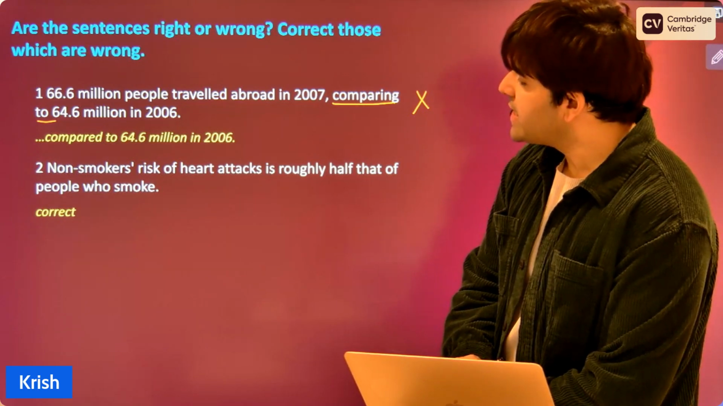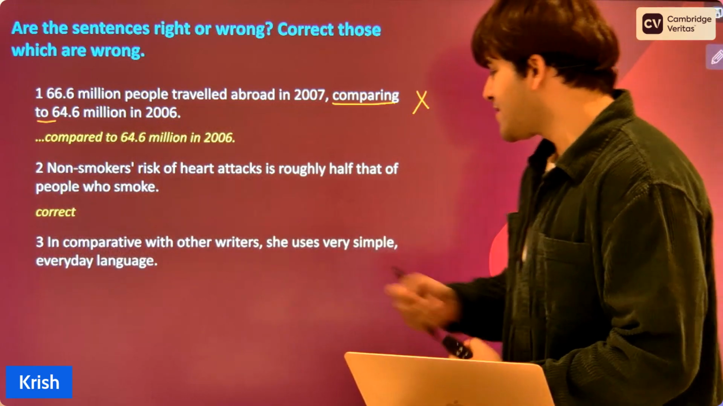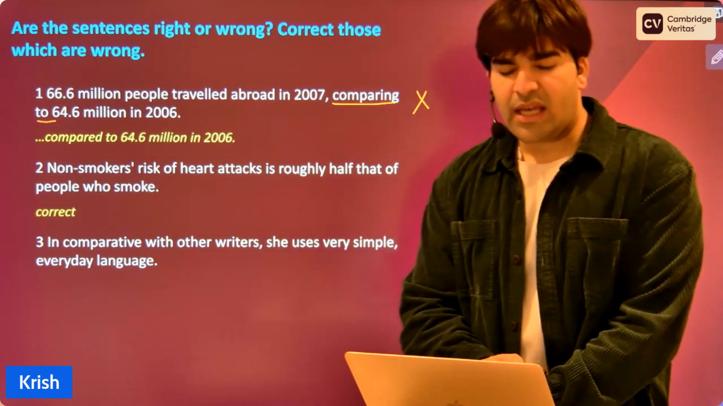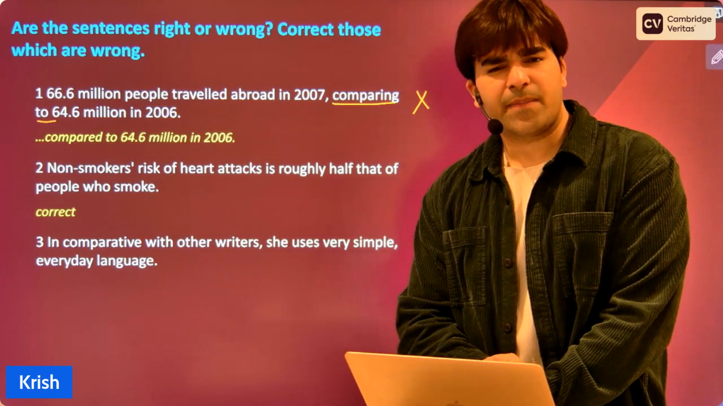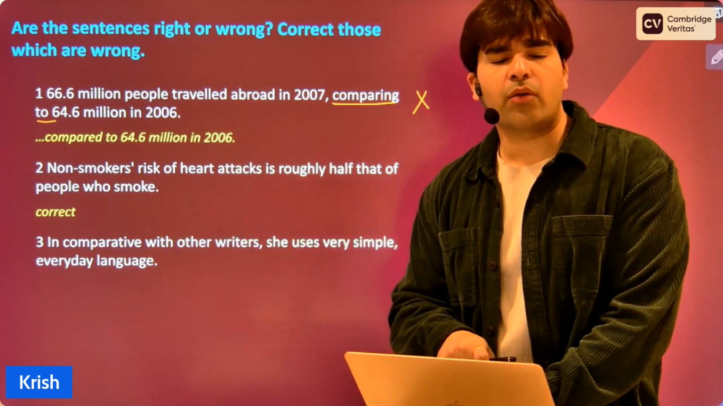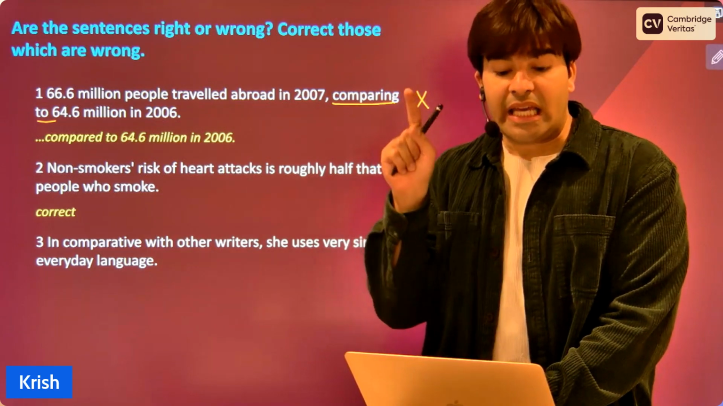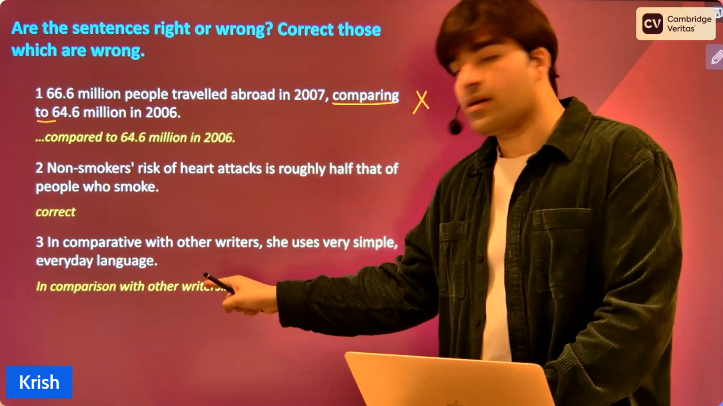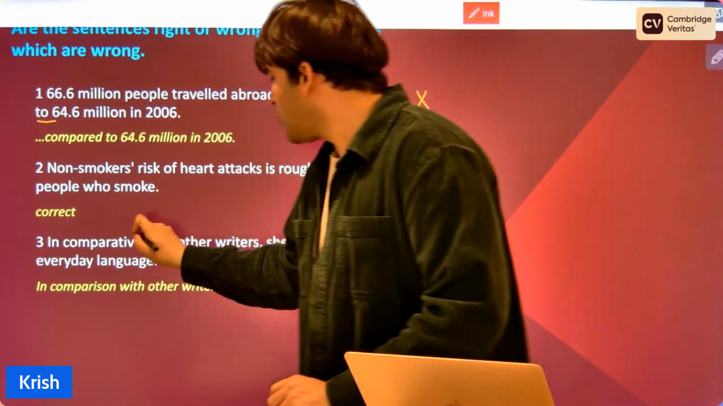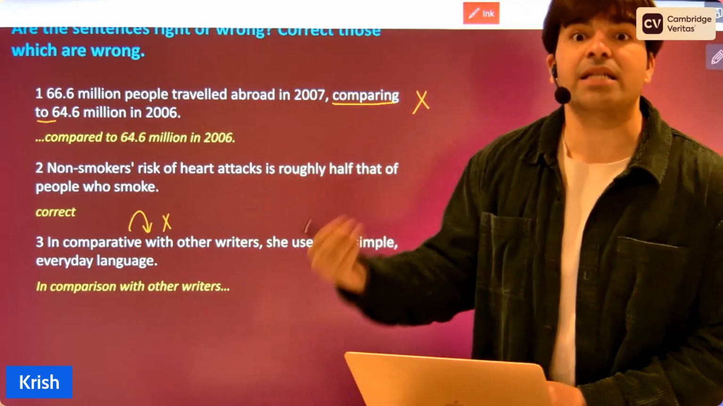Okay? Sentence number 3. In comparative with other writers, she uses very simple everyday language. In comparative with? In the sentence, there's a problem with the second word. What do you think is the correct version? We say in comparison with. I repeat, in comparison with. Comparative and with do not go together. It is not a grammatically correct structure.